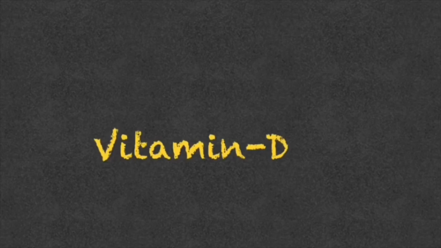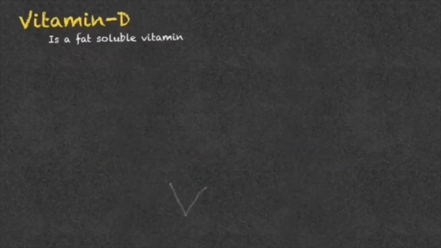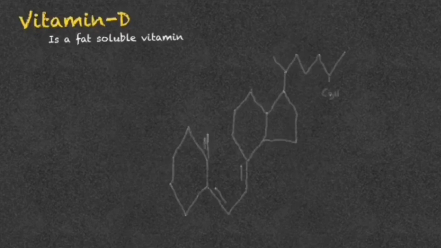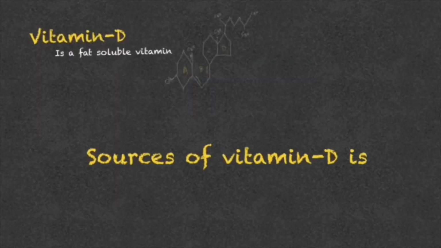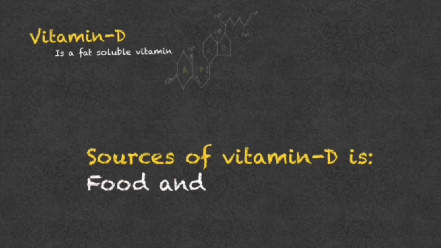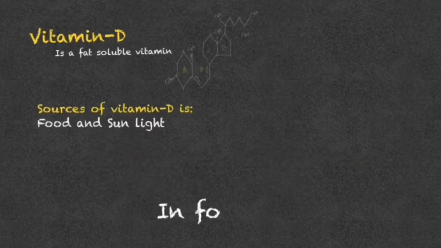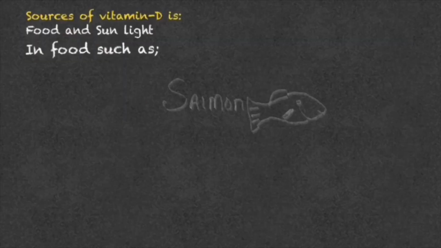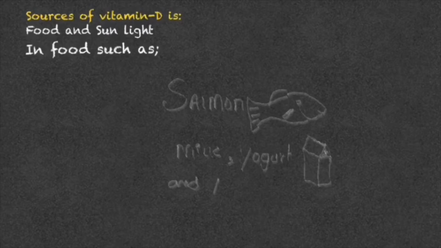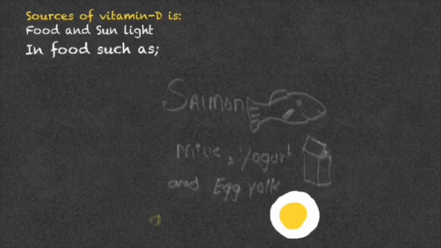Hi, in this video we are going to look at vitamin D, which is a fat-soluble vitamin. Sources of vitamin D are food and sunlight. In food, salmon is a good source of vitamin D, and dairy products like milk, yogurt, cheese, and egg yolk are also good sources. Some plants contain ergosterol, which is converted into vitamin D.